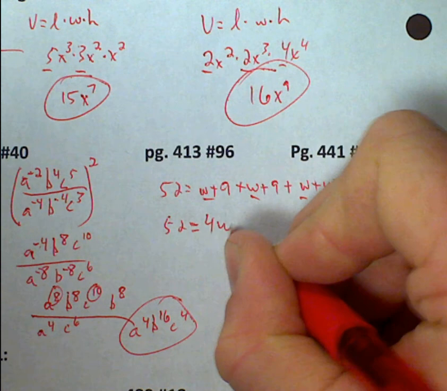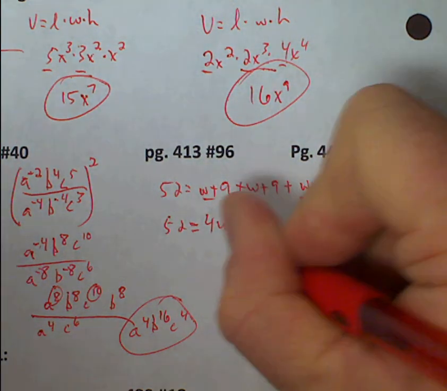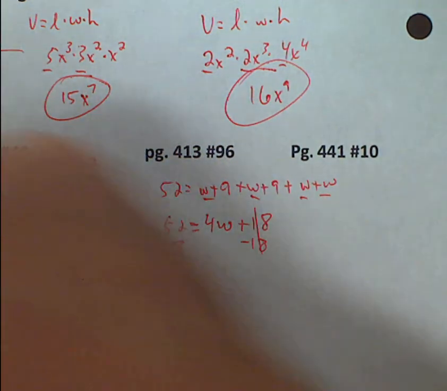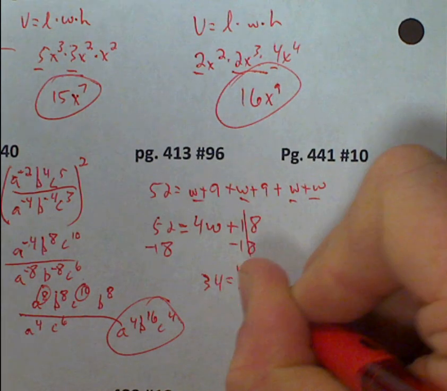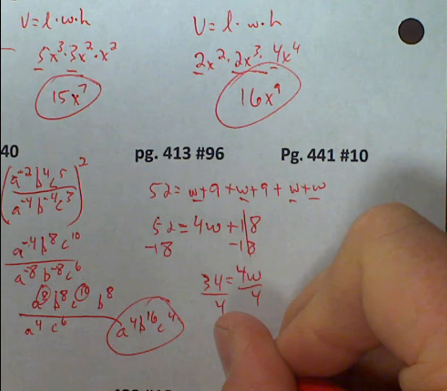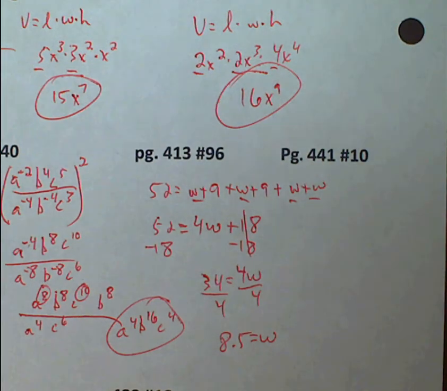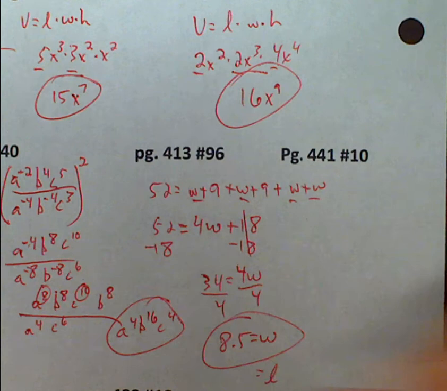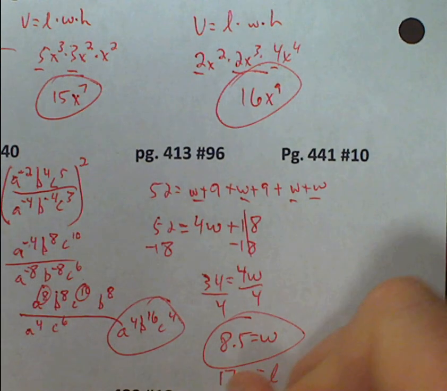So 52 equals 4W plus 18. So I'm going to subtract 18, 52 minus 18 gives me 34. Divide by 4, and I get 8.5. So 8.5 equals W. If I need to find the other side, so my width is 8.5, my length is 8.5 plus 9. So that's 17.5.